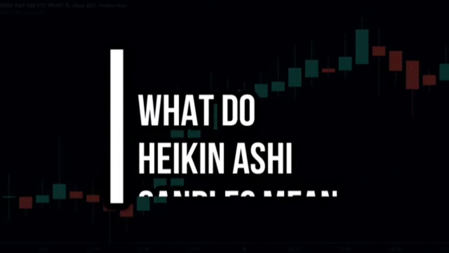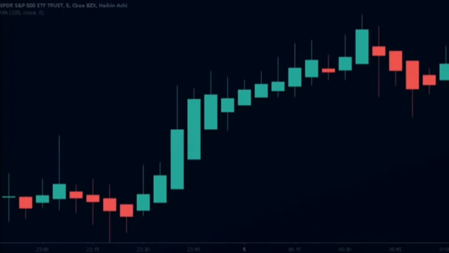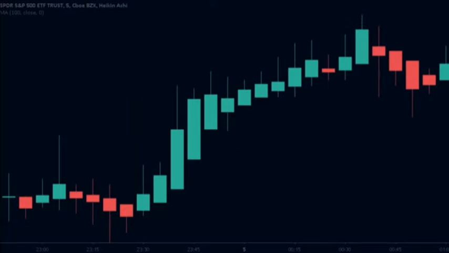Now, let us look at the different types of Heikin Ashi candles, and what they mean. In an uptrend we see green candles with very little or no wicks on the downside. This indicates that the trend is upwards and there are virtually no sellers in the market. These candles represent strength in an uptrend.